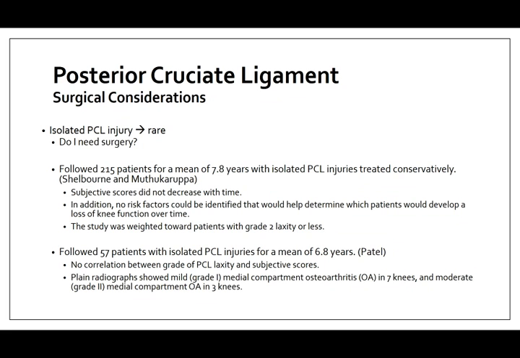In addition, no risk factors could be identified that would help determine which patients would develop loss of knee function over time. The study was weighted towards patients with grade 2 laxity or less, so we're talking about a grade 2 tear or less, not a complete tear. Patel followed 57 patients with isolated PCL injuries for 7 years, and there was no correlation between the grade of PCL laxity and their subjective scores. Plain radiographs did show medial compartment OA, though, in all grades.